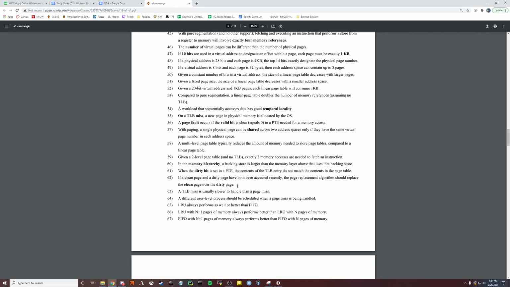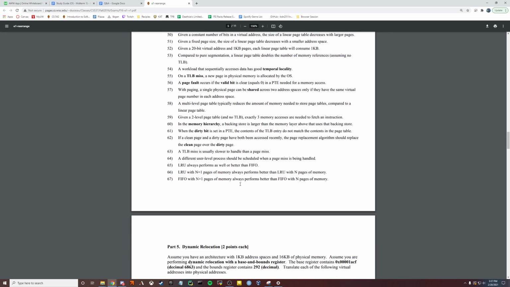I don't think it tells you if the writing has happened. Maybe it does. It just means that whatever is currently loaded here is not the same as what's in memory. So I think that you wouldn't want to get rid of the dirty page. You'd want to get rid of the clean page because you can still just go back and get the same contents. Yeah. So true? Yep, I'm going with it.